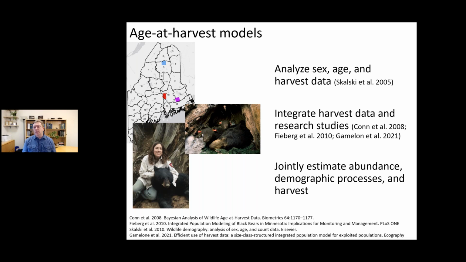Now, recently, too, there's been a big push in trying to think about ways we can integrate additional data sources into these age-at-harvest models, particularly studies coming from research studies looking at ways you can use these smaller scale research studies to quantify things like survival and reproduction that can be directly linked to broader scale studies on harvest information to give a more holistic and robust estimate of the population level processes. And so by bringing these local research studies together with these broader scale statewide estimates of harvest, it gives you the ability to jointly estimate abundance, the demographic processes, and harvest estimates across the state.